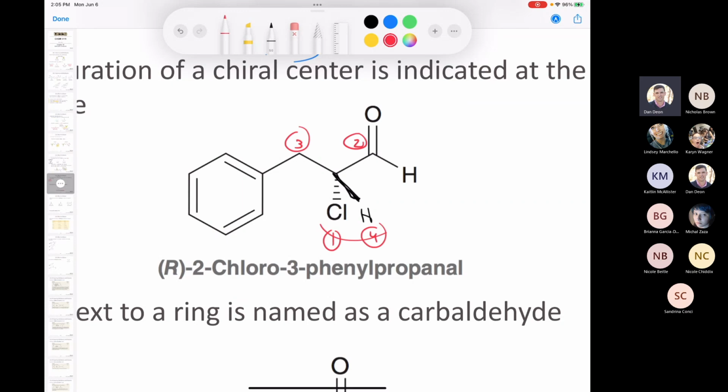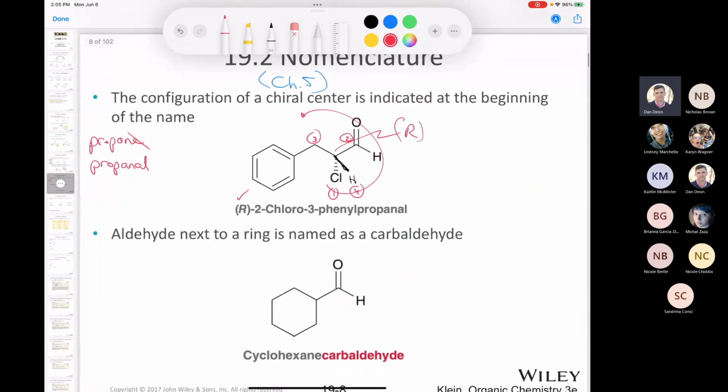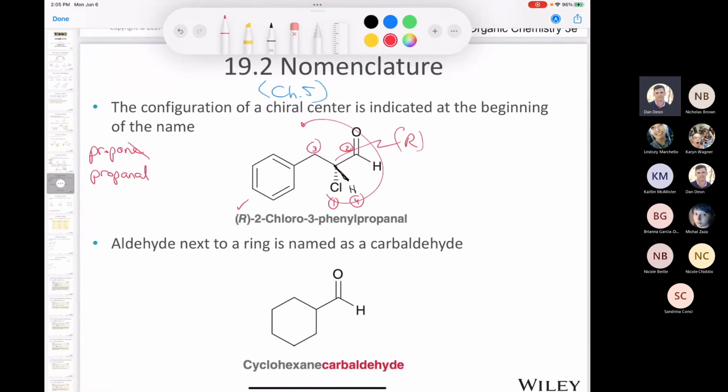This is third. So we're going from 1 to 2 to 3, which is counterclockwise, which would be sinister or S. However, since the hydrogen is coming out in front, we reverse that. And so the stereochemistry here is R. And so this looks good to me. The author of the slide was correct. So R, 2-chloro, 3-phenylpropanal.